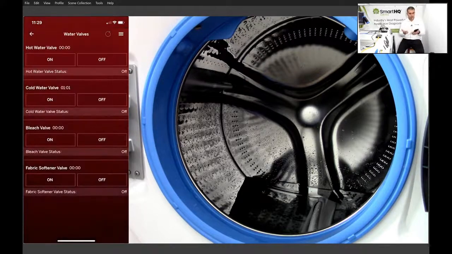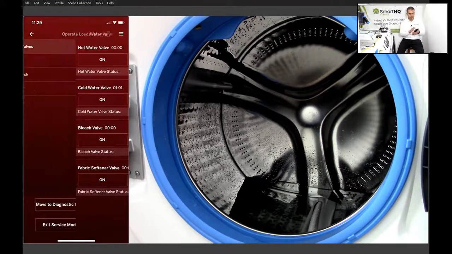Now, again, the water valves will run for approximately 1 minute, as you saw here. So now what I'm going to show you is how to remove the water. We're going to obviously turn on the drain pump, right?